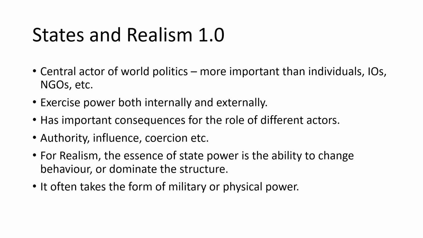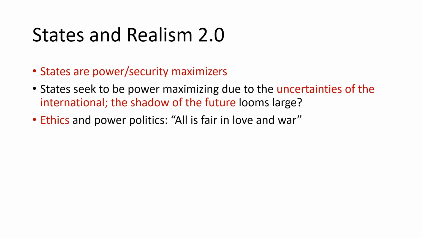We might argue that a corporation like Apple is a powerful being, but we also understand its limitations vis-a-vis the state. For realism, the essence of state's power is the ability to change behavior or dominate the structure. State power often takes the form of military or physical power. States are power or security maximizers. They try to maximize their power to maximize their security, a condition that is potentially lacking under anarchy.